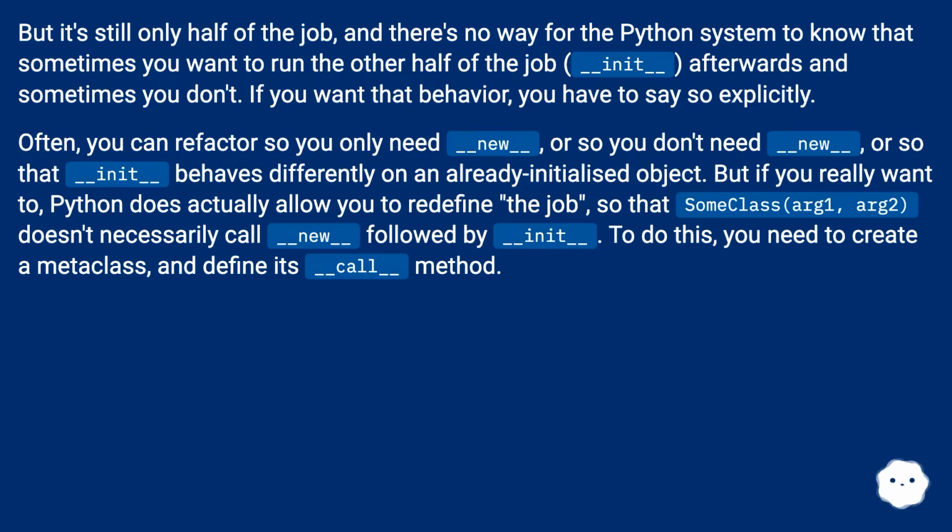Often, you can refactor so you only need __new__, or so you don't need __new__, or so that __init__ behaves differently on an already initialized object. But if you really want to, Python does actually allow you to redefine the job, so that SomeClass(arg1, arg2) doesn't necessarily call __new__ followed by __init__. To do this, you need to create a metaclass, and define its __call__ method.